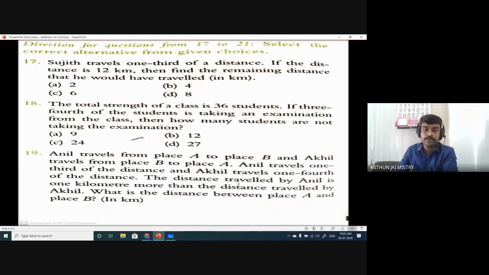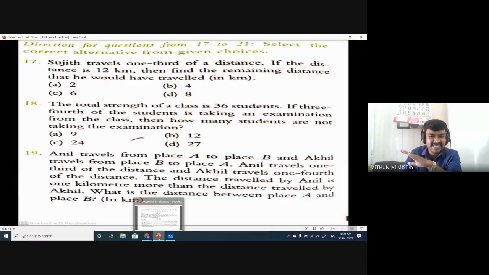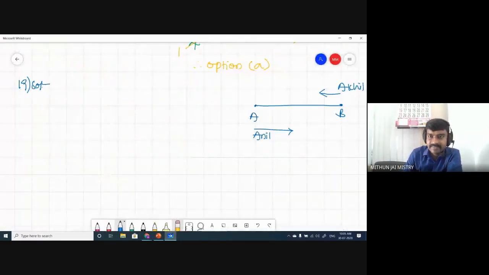Now let me read the question again. Anil travels 1/3 of the distance, and Akhil travels 1/4 of the distance. Anil travels how much? 1/3 of the total distance. So let me write that: Anil has traveled 1/3 of the total distance. Now, what is the total distance? We don't know. Let me take the total distance as some d.